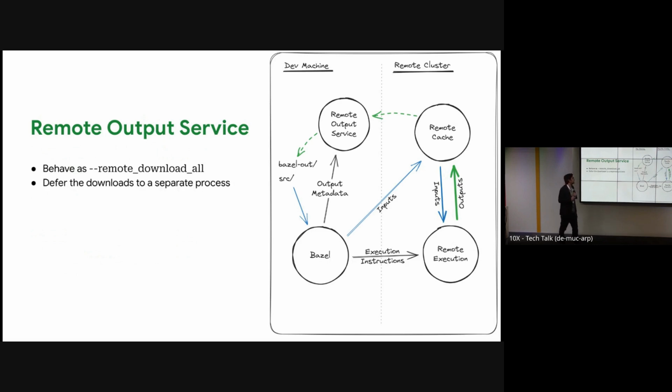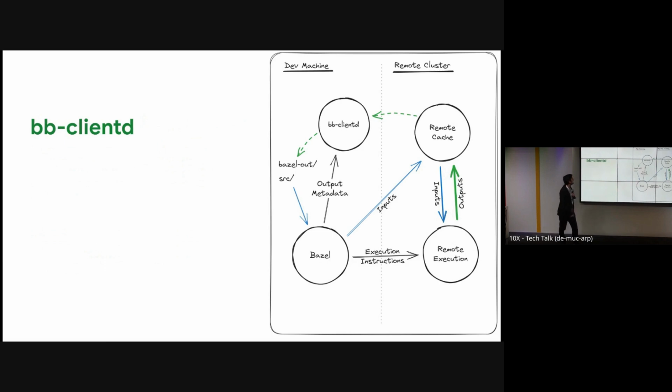But what we can do is use a bit smarter implementation of the remote output service in order to help us with this situation. One such example is BB Client D. Instead of actually downloading the things into Bazel out, it mounts a virtual file system there, where it tells the user, "Yeah, sure, I downloaded those files. Look, they're here." The virtual file system describes their exact topology. They have the correct size. And with a bit of effort, you can even check the hash of them without actually having to go fetch anything from the cache layer.